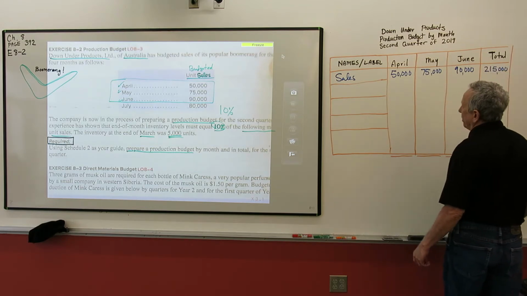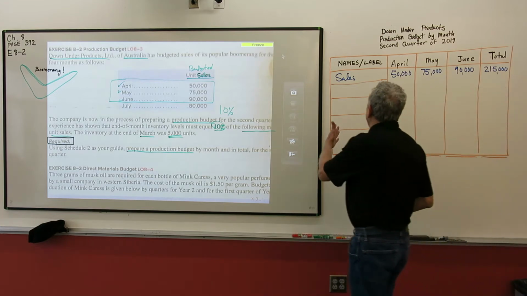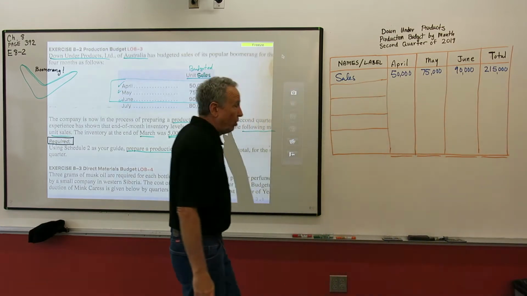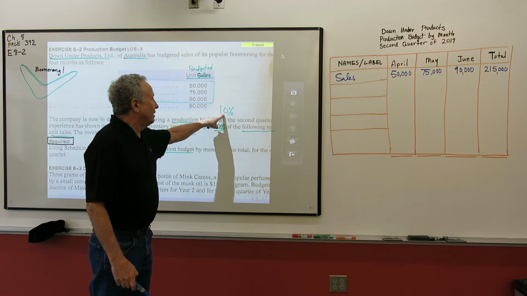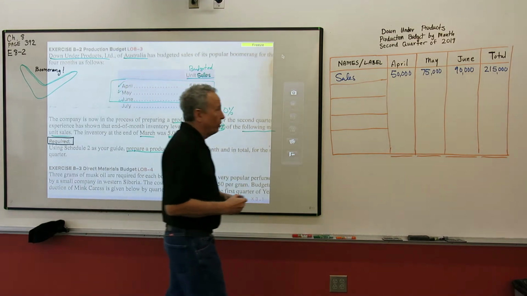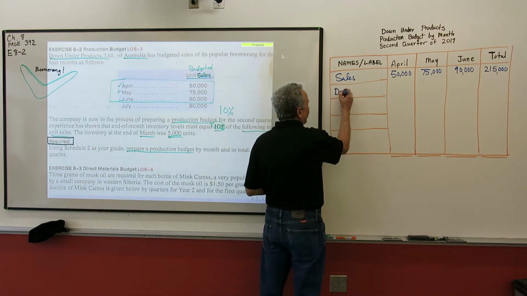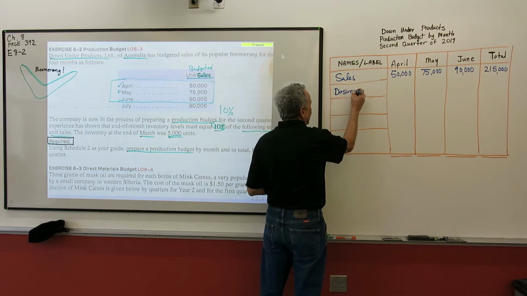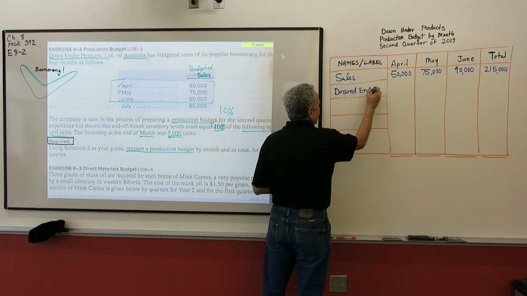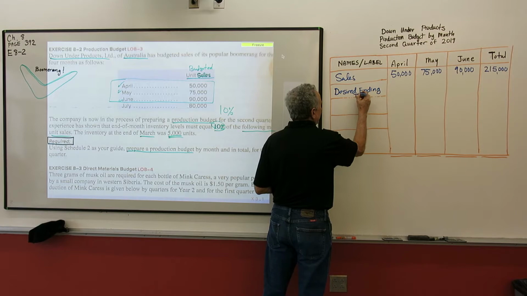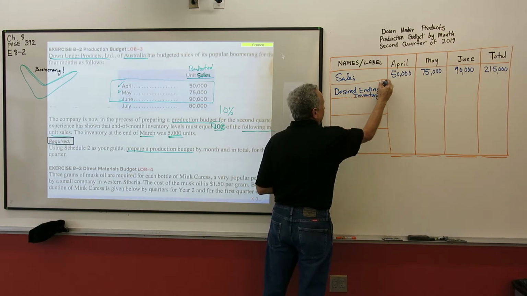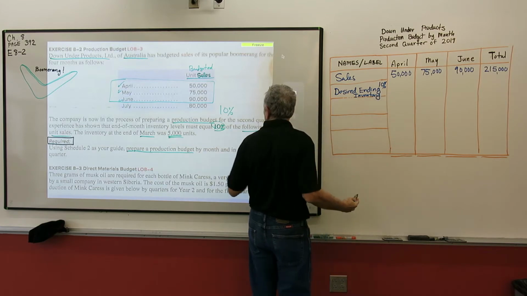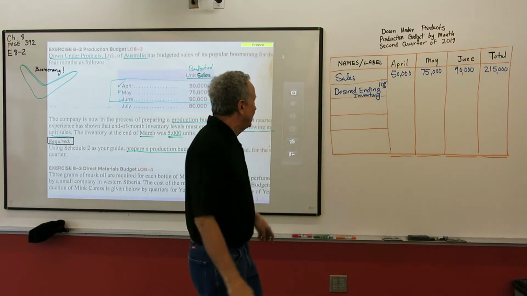So we cross-foot. Now, that would be it. We would be done, except this causes us all kinds of problems. They tell us that we want to carry some extra inventory. So we're going to call this desired ending inventory. And remember, it's 10% of the following month's sales.